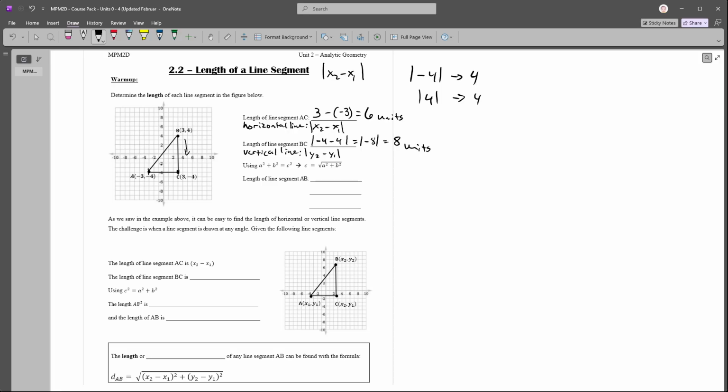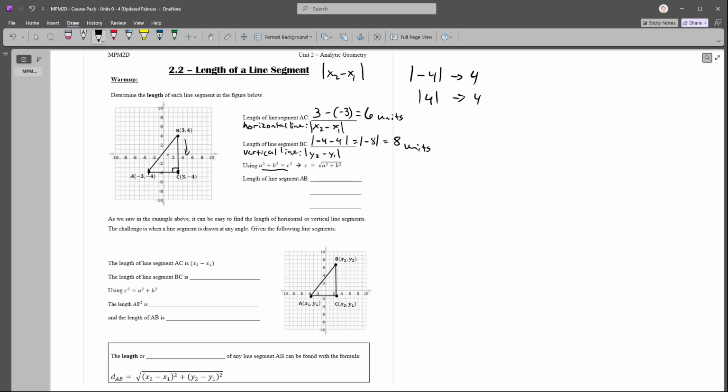All right, so now we need to calculate the distance from A to B. But this is a diagonal. We can't really do it like this. Now you're probably looking at that and you said, that looks familiar. That's a right angle triangle. And we know that right angle triangles have two sides and a hypotenuse. And we can calculate that hypotenuse using the Pythagorean theorem, which we have right here.